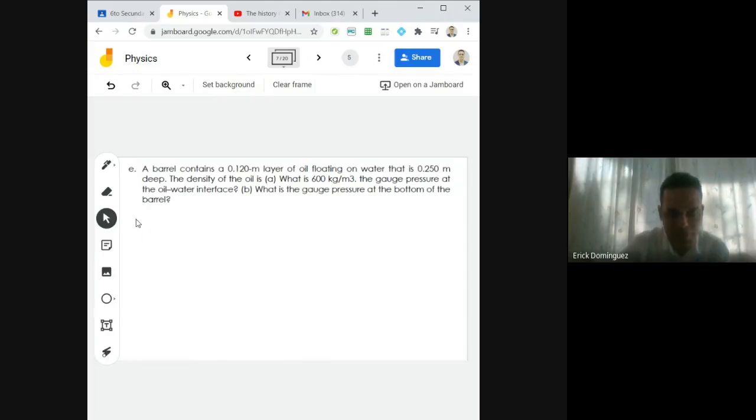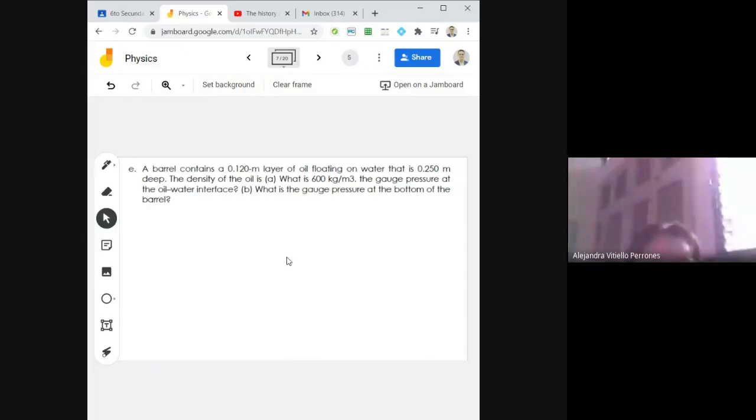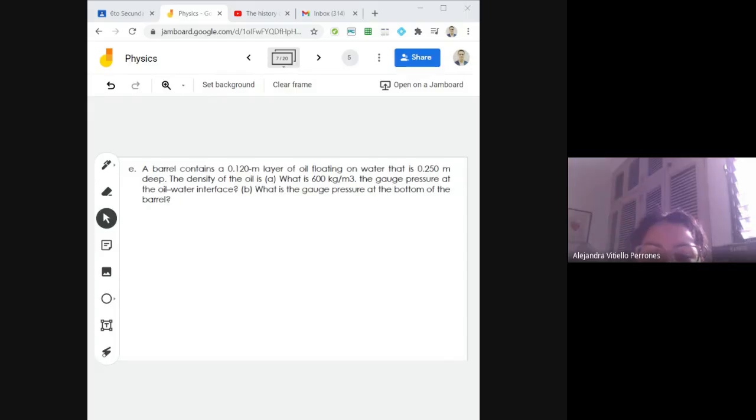So Alejandra Vitiello, can you please read this exercise, please? A barrel contains a 0.120 meter layer of oil floating on water that is 0.250 meters deep. The density of the oil is 600 kilograms per meter cubed. A. What is the gauge pressure at the oil-water interface? B. What is the gauge pressure at the bottom of the barrel?